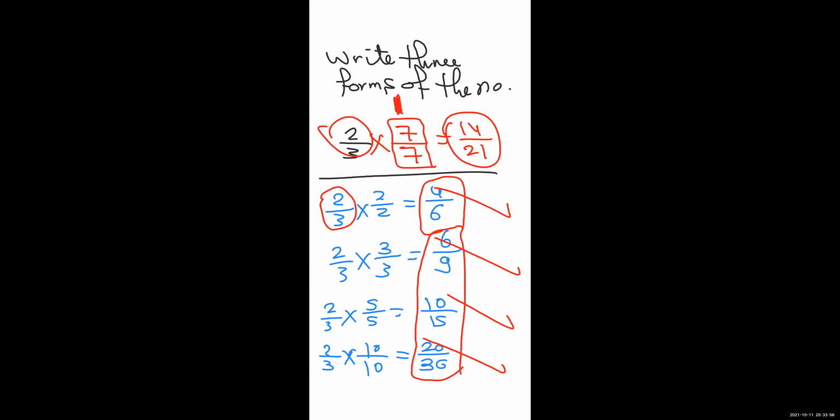So if the number is like that, 2 over 3, write it in 3 different forms. Multiply it by 2 over 2, 3 over 3, 5 over 5, 7 over 7, whatever numbers you want. But take care, the number on the numerator and the denominator must be the same. You have to multiply both numbers by the same number. Correct? This is the main condition. Even if I multiply it by 10 over 10.